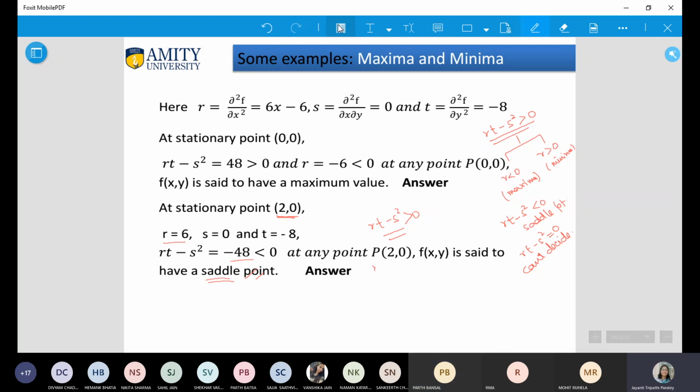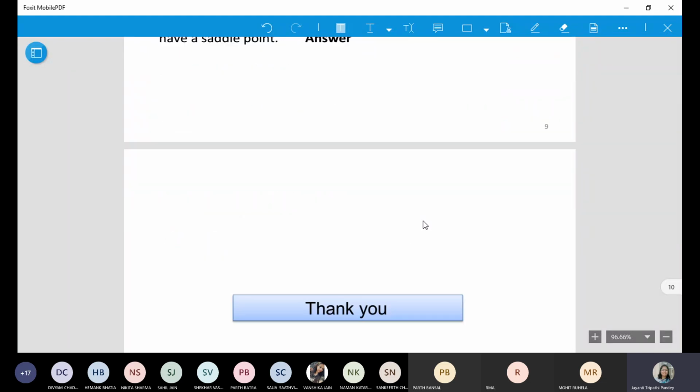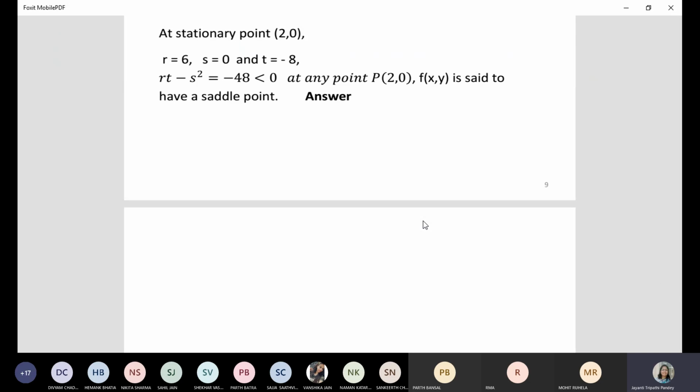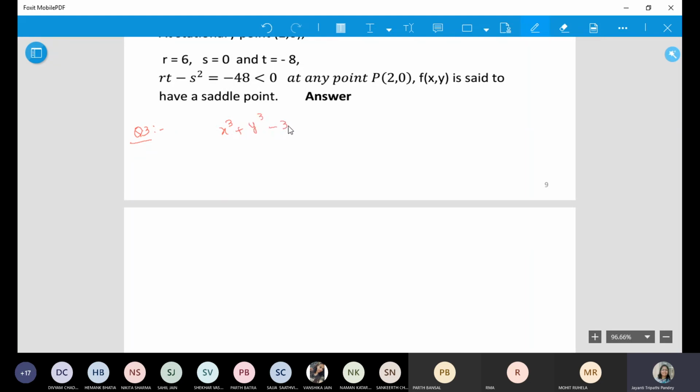Let's come to the next question. Let's try the next question. I am giving you one question. Find the maximum and minimum value of x cube plus y cube minus 3axy, provided it exists.